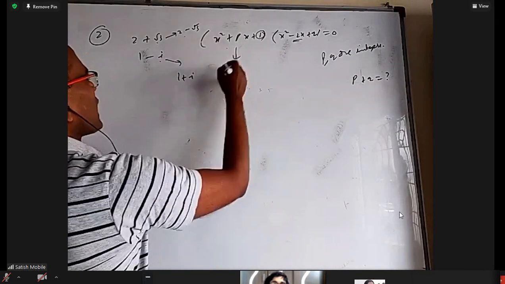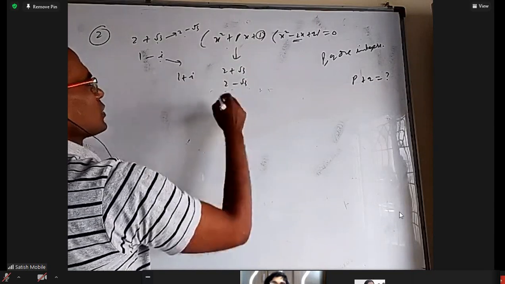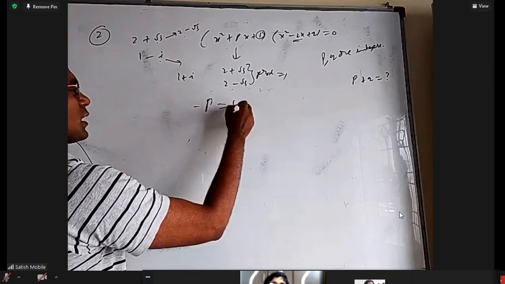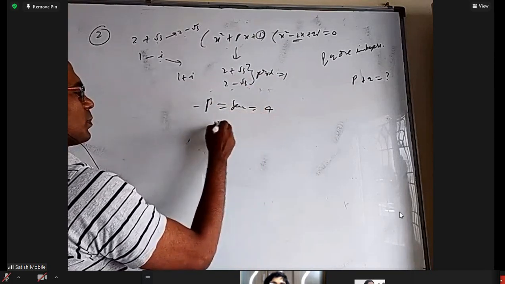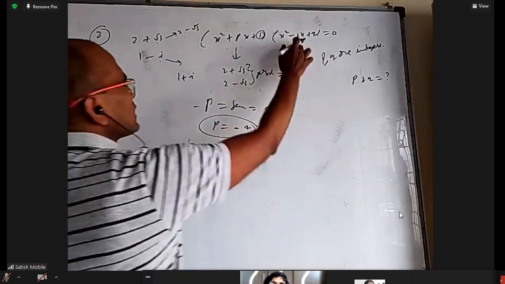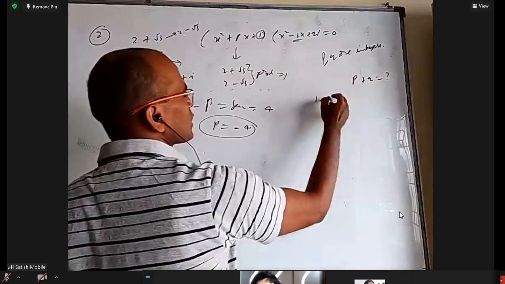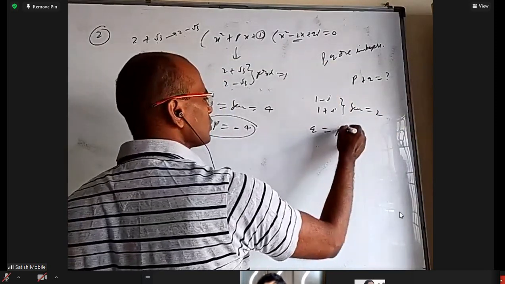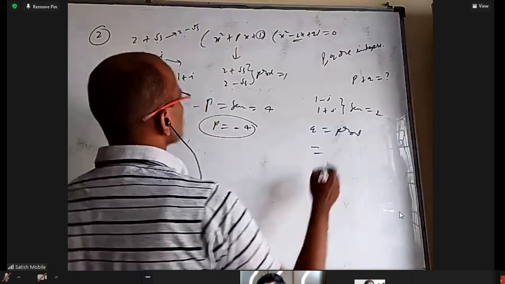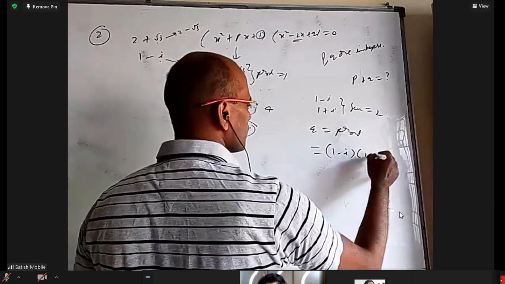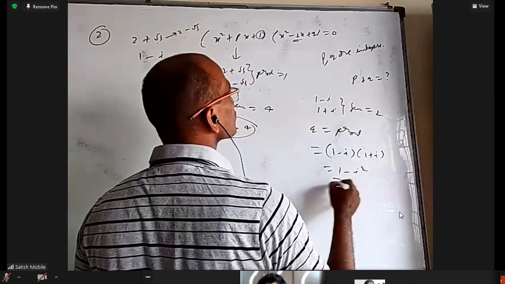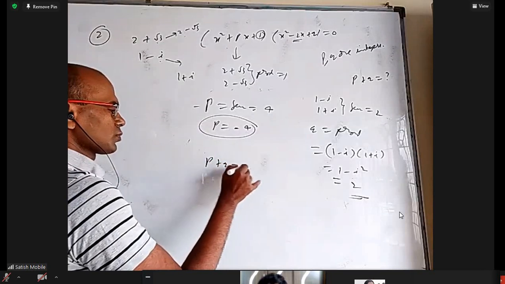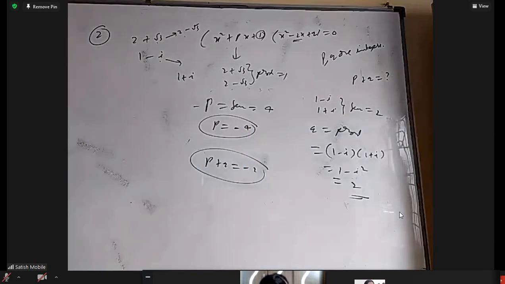So for this, the roots have to be 2 plus root 3 and 2 minus root 3 because the product is equal to 1, and minus p is the sum, which is equal to 4. We'll get p equal to minus 4. And here the sum of the roots is 2, so the roots are 1 minus i and 1 plus i, and q is equal to the product, which is 1 minus i into 1 plus i, that is 1 minus i square, that is also 2, 1 plus 1. So p is minus 4, q is 2, so p plus q equals minus 2.